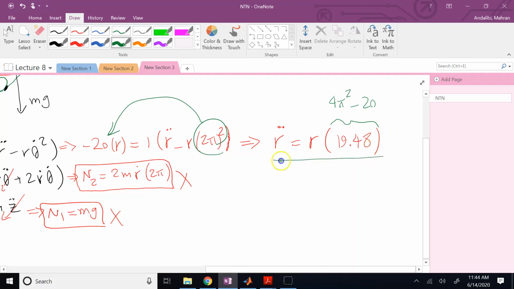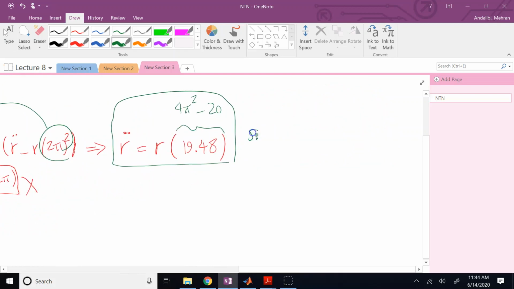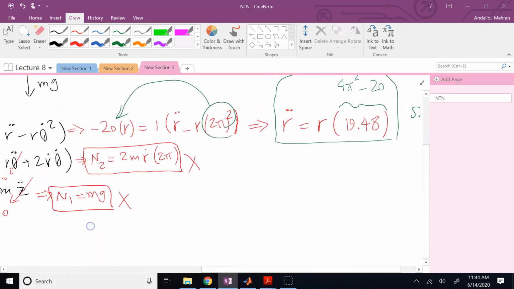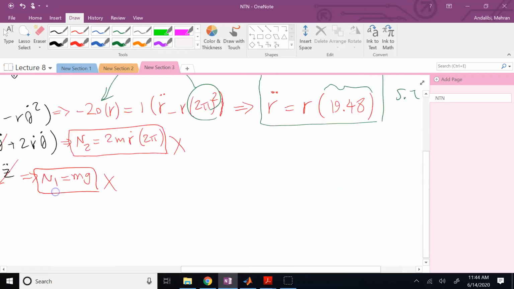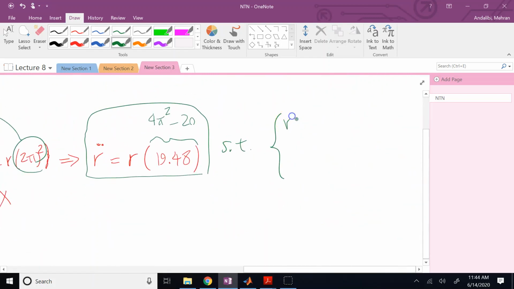And now that's all I have, a very simple second order ODE subjected to 2 initial conditions. What are those? Those are here. That at R equal 1, R dot is equal 10. So if we assume at the beginning R is 1 and R dot is 10, we say R at 0 is 1 and R dot at time 0 is 10. So second order, 2 initial conditions. We should be able to solve this based on what you learn in DiffyQ.